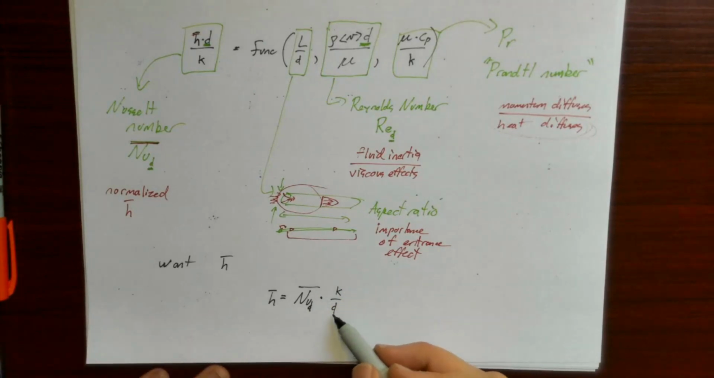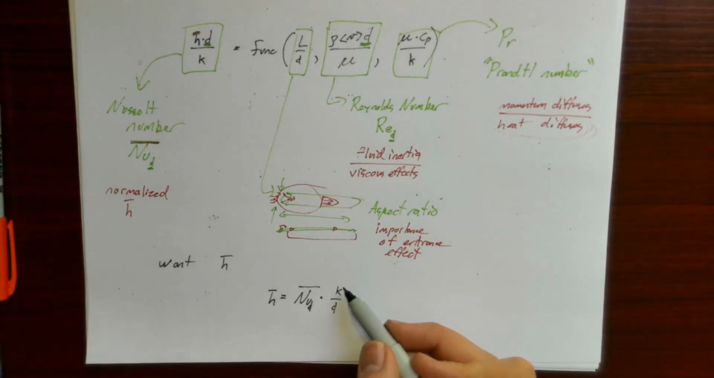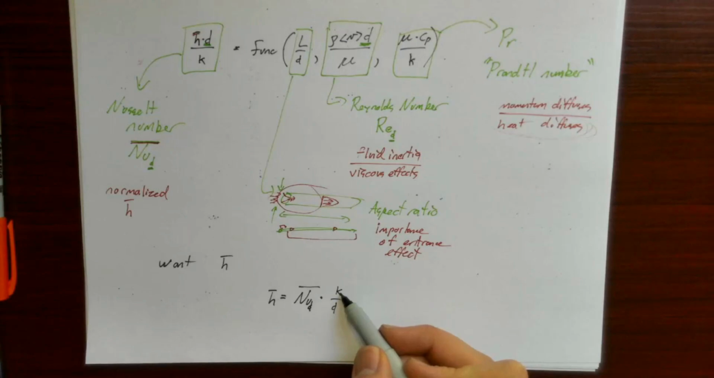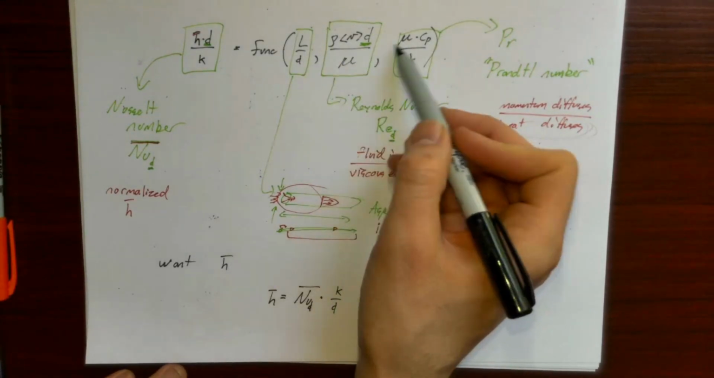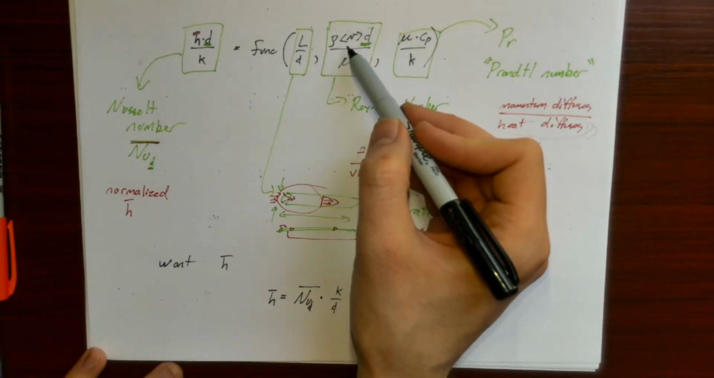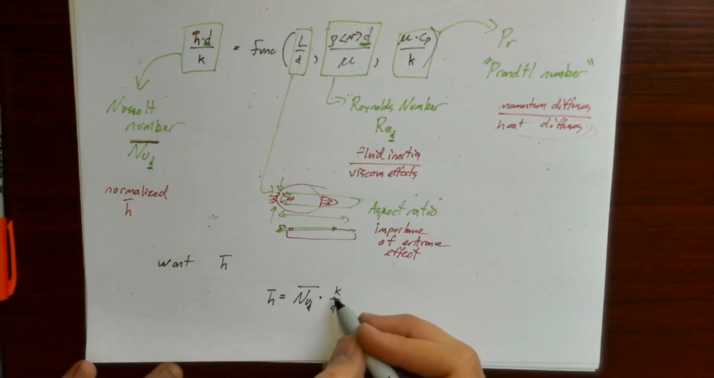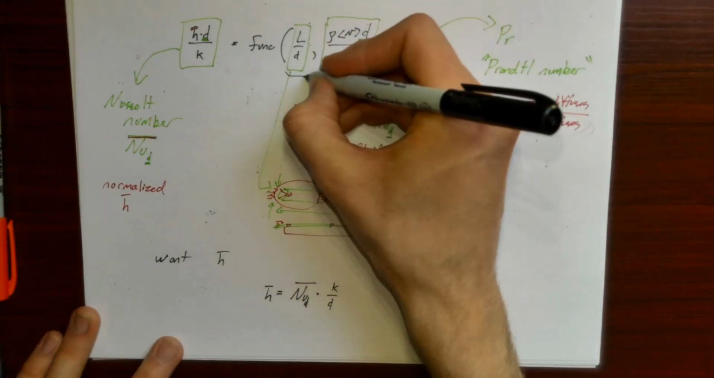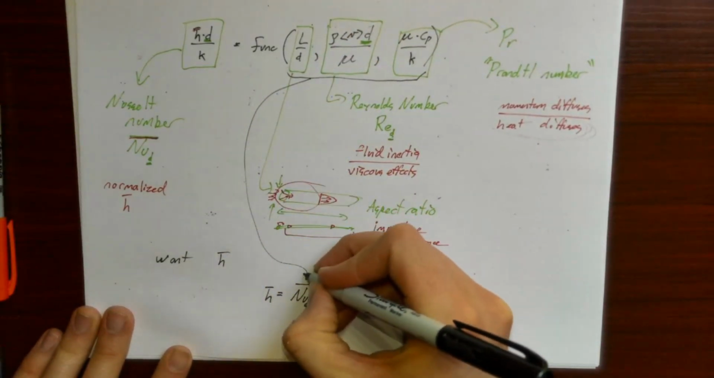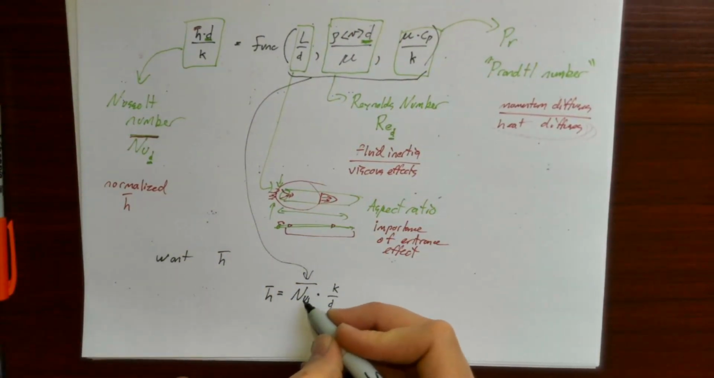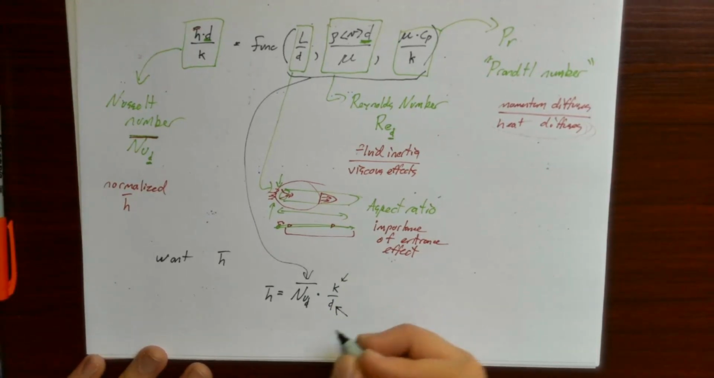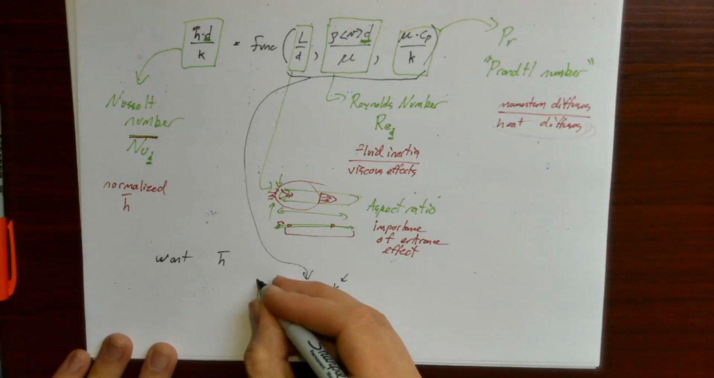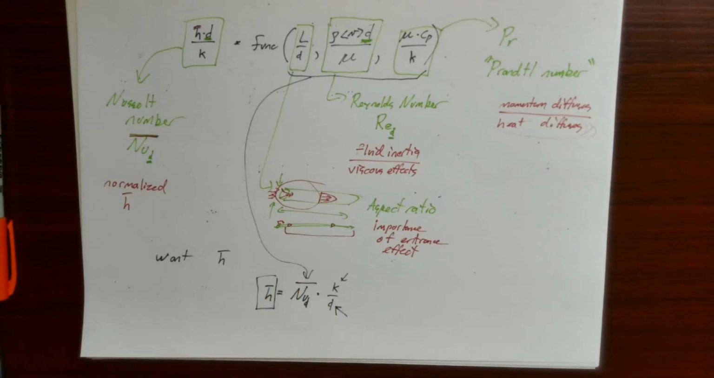So if I have some tube and I know its diameter and I know its fluid's thermal conductivity, and I know its length, diameter, and all of this other stuff, I can use all these things to calculate a Nusselt number. I can now get some particular number for Nusselt number, and then I can also plug in the fluid's K and D, and that gives me all of the information I need to find H bar.